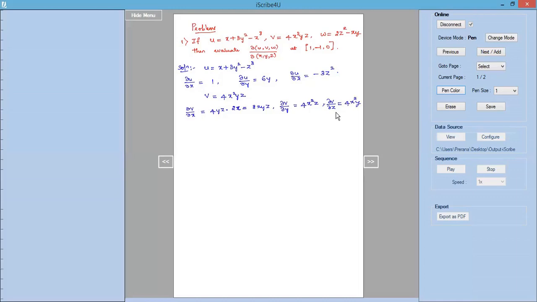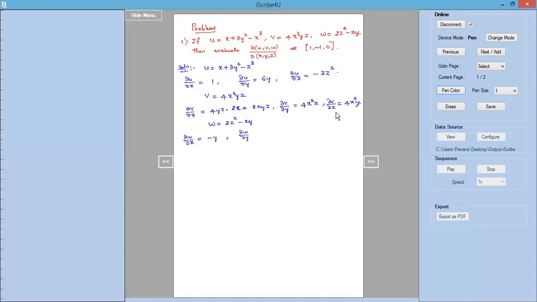Now we will consider the function w, which is given by 2z² − xy. So ∂w/∂x. With respect to x, the first term 2z² is constant, so differentiation goes to 0, minus y into 1. x differentiation with respect to x is 1, so minus y into 1 gives us −y.